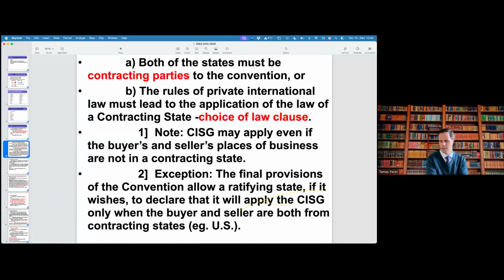Well, since the drafters of the CISG felt that this is a very sensitive issue, they allow for a derogation to any of the countries that joined the convention.